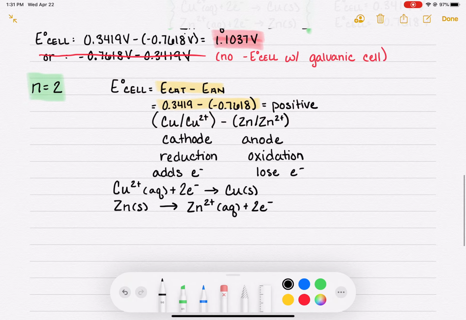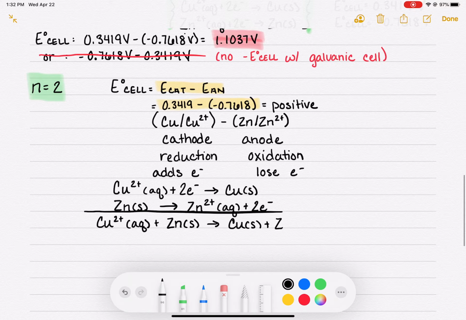Now we can combine the two together to get the overall Cu2 plus plus zinc solid makes Cu solid plus zinc 2 plus.